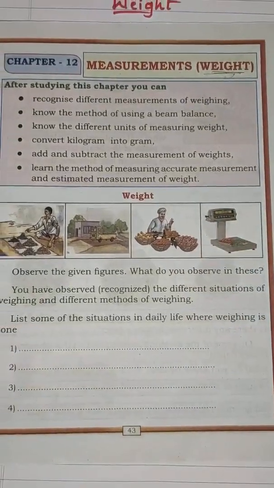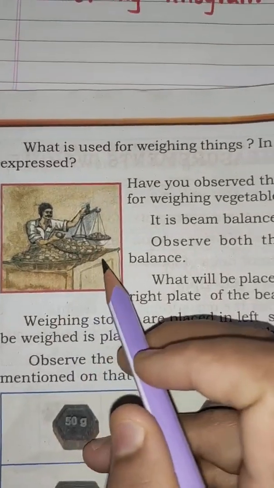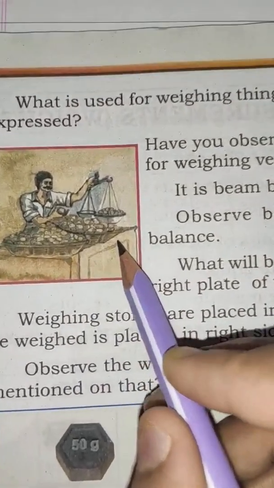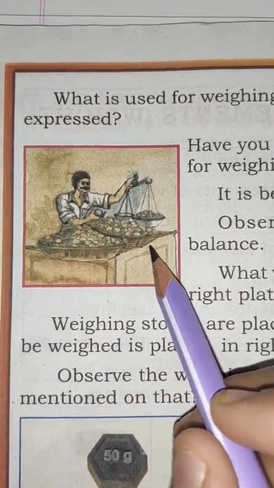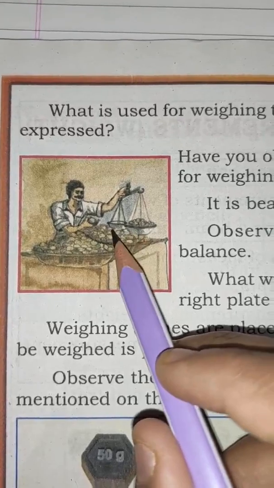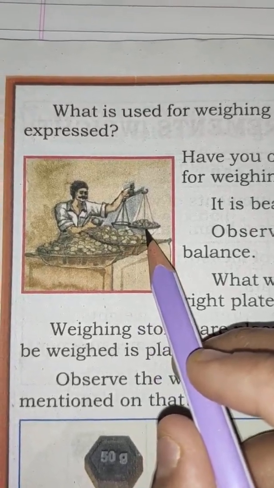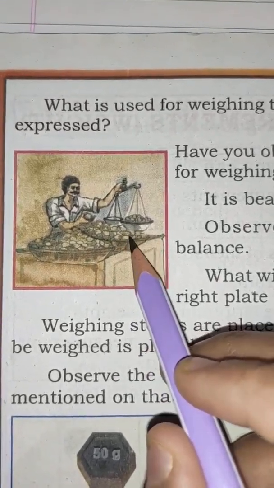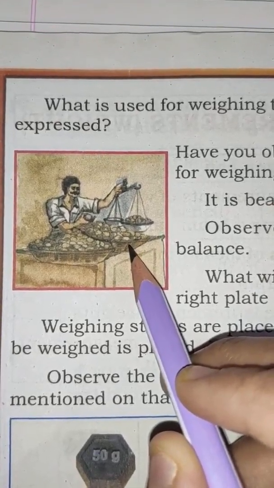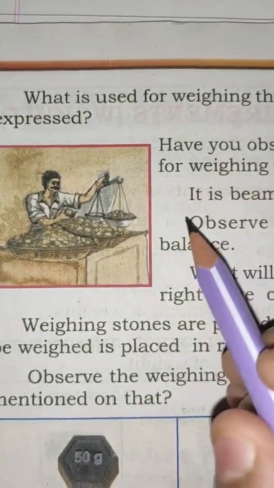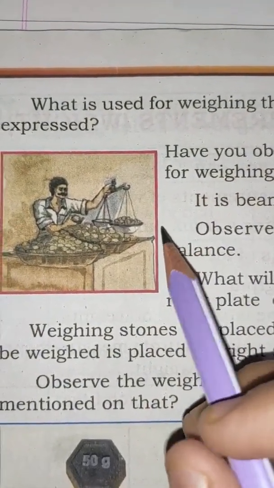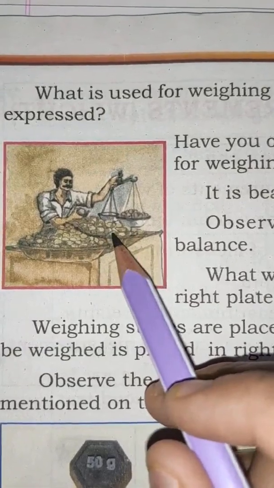So here, children, what are you observing in this picture? Have you observed the simple device used for weighing vegetables? So this is called the beam balance. The device which is used by the vegetable vendors to measure the weight of things, or for weighing things, is called the beam balance.